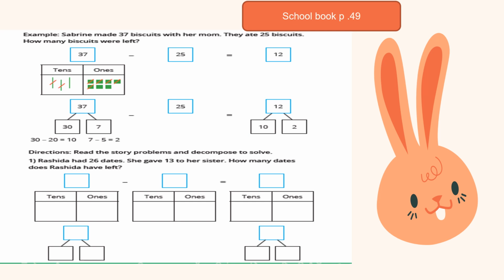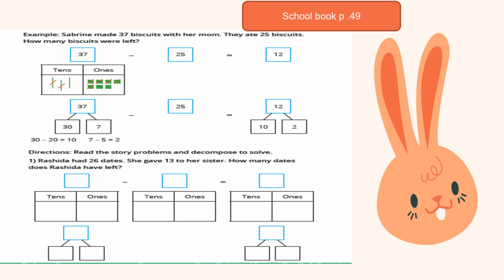7 minus 5. Count from small to big. After 5, 6, 7. How many fingers? 2 fingers. 3 minus 2, 1. So 37 minus 25 equals 12.